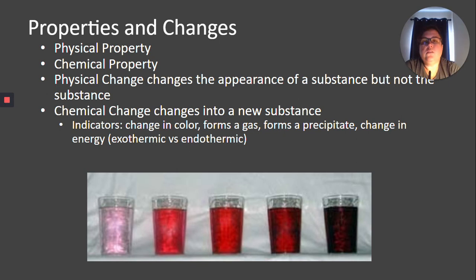So a physical property is when we are describing it. It wouldn't change the substance. We're just describing the substance. So saying water is clear, the color of the water, is a physical property of water. To say that water boils at 100 degrees Celsius, that's a physical property because it's describing those changes.